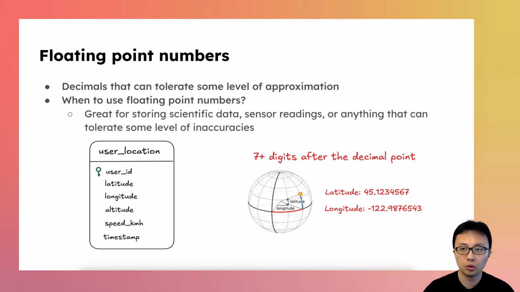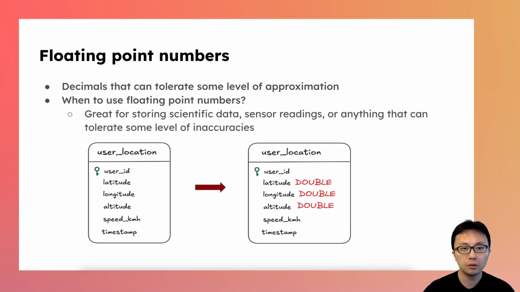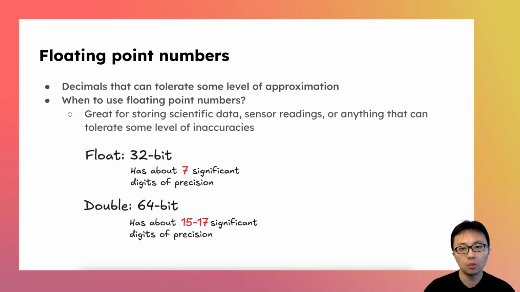To account for the required accuracy, you have to use double. Double can guarantee about 15 to 17 significant digits of precision, and it's good enough for GPS data. Now, you know when you should consider floating point numbers as data types, and how to decide between float and double. Let's move to talk about when you shouldn't consider floating point numbers.